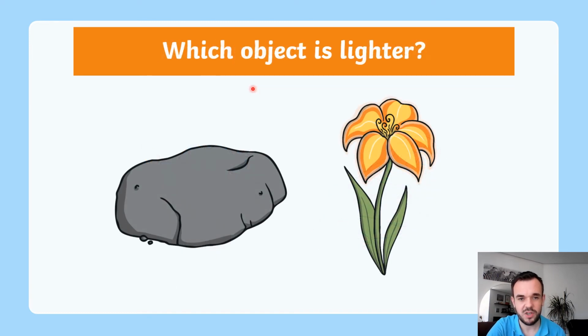Oh, now the questions have changed. We're not looking at which one is heavier. We're looking at which one is lighter. So which object is lighter? We've got a big chunky rock, or we've got a small delicate flower. Well, the flower is a lot lighter than the rock because the rock is very heavy.